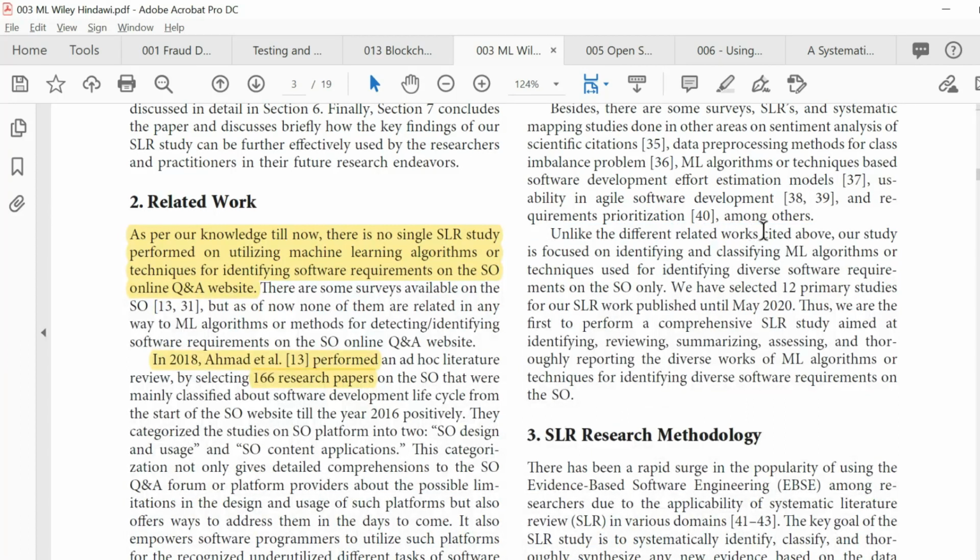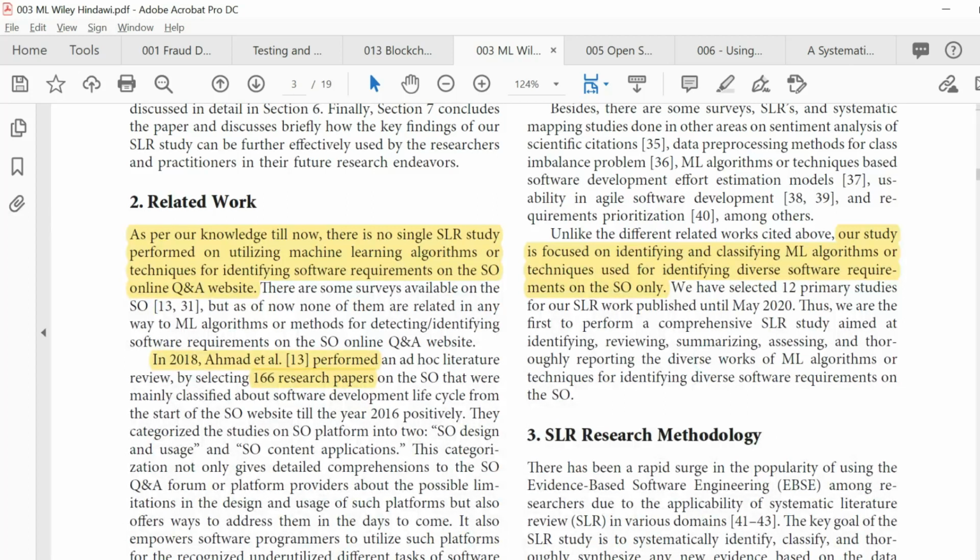Unlike the different related work cited above, our study is focused on identifying ML algorithms or techniques used for identifying diverse software requirements on the SO only. We have selected 12 primary studies. So now this section is giving information about how they have conducted their systematic review briefly, but the detail will be given in this section here. So I will not discuss that.